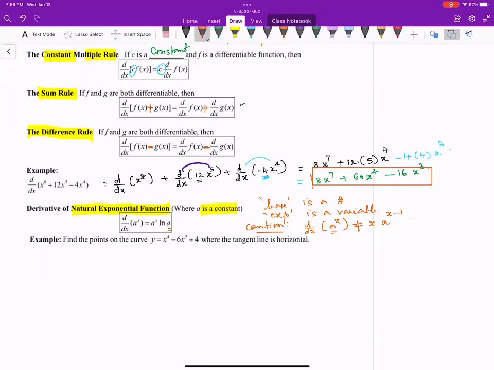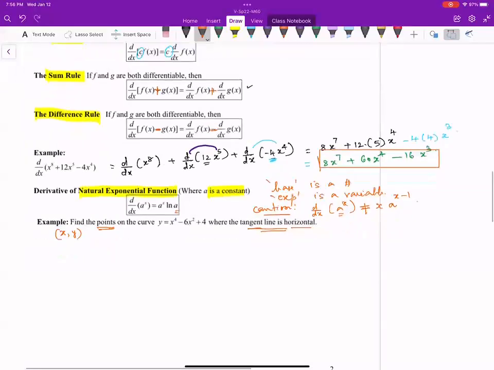So next, let's take an example. Find the points on the curve y equal to x to the power 4 minus 6x squared plus 4, where the tangent line is horizontal. We know that the slope of the tangent line is nothing but the derivative at a point, right? So the question is asking us to find the points, it could be more than one, x, y's on the curve where the tangent line is horizontal.